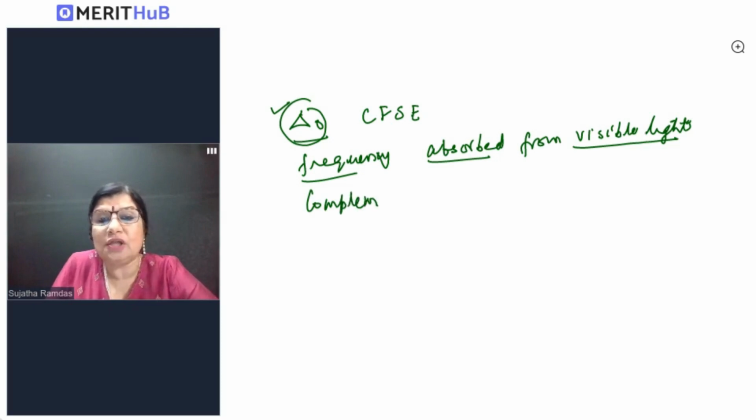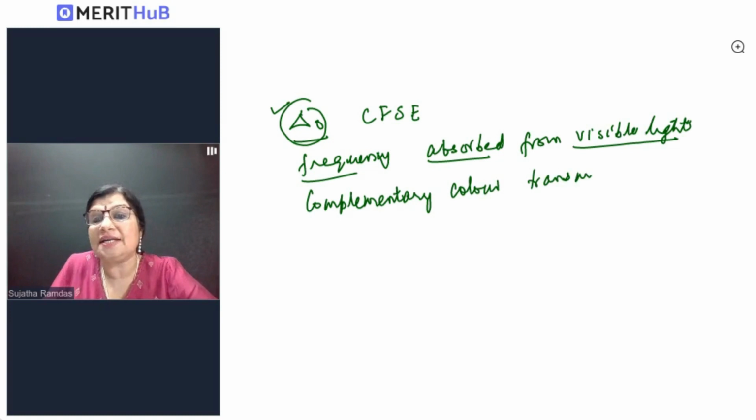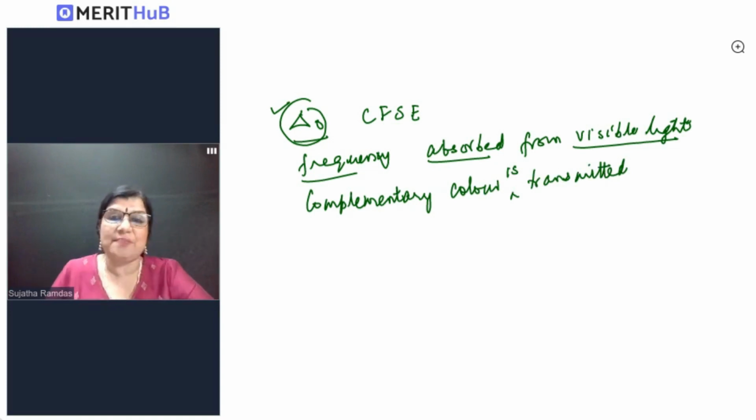You have learned all this. You may recall a color wheel. A complementary color will be transmitted. The complementary color is transmitted. Never use the word emitted because this is an absorption spectrum, not an emission spectrum. So the complementary color is transmitted.